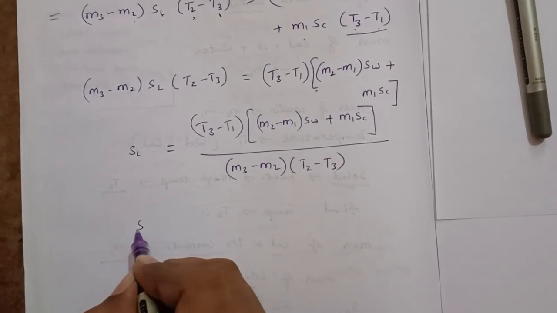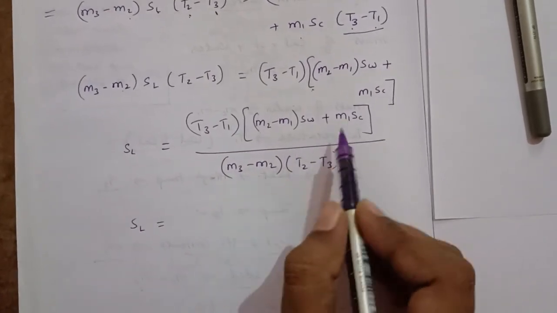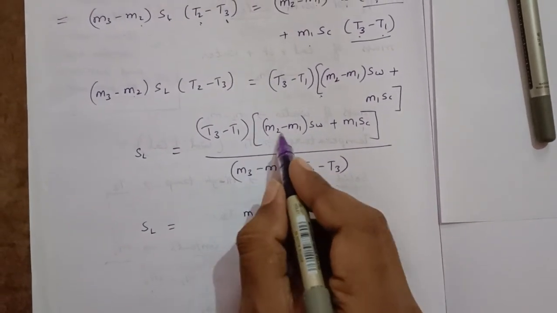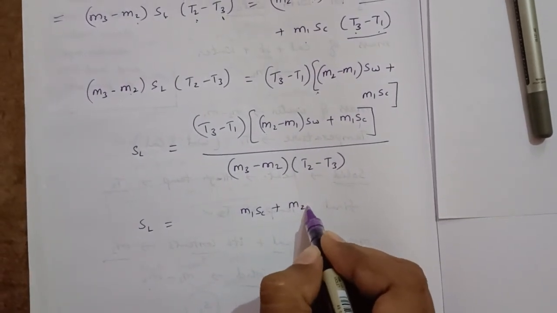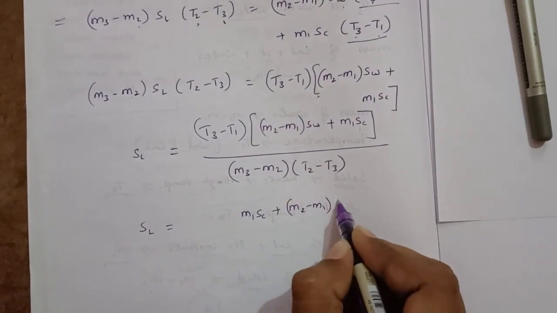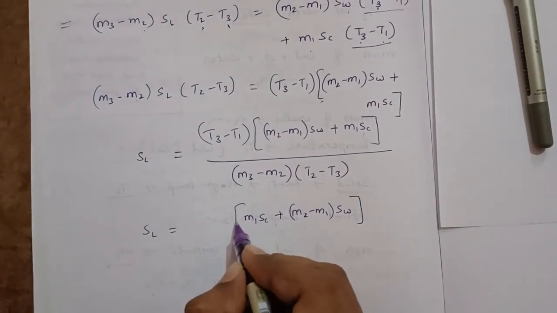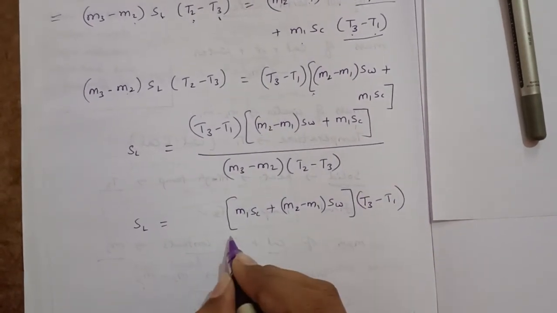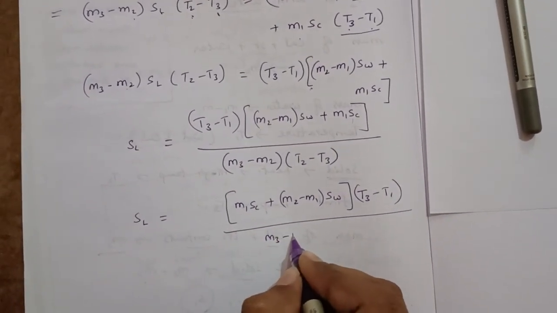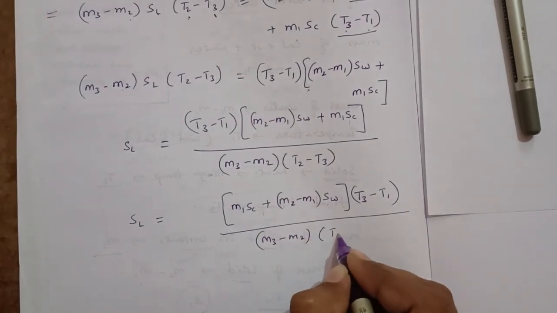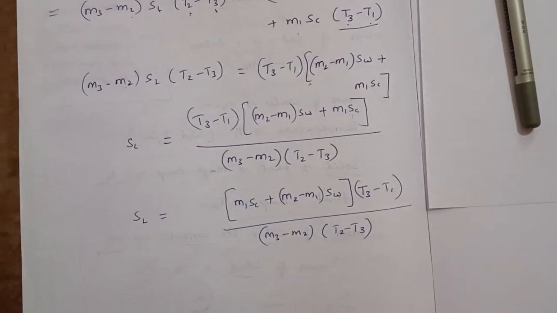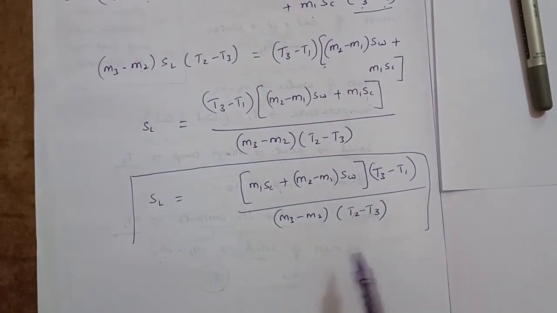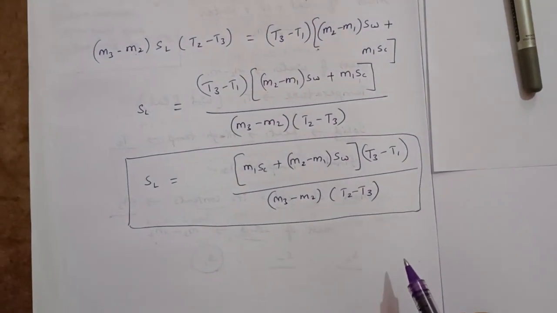In the book they gave SL, specific heat of solid, equal to, first they wrote M1 SC plus M2 minus M1 into SW, for the whole multiplied with temperature T3 minus T1, divided by M3 minus M2, T2 minus T3. This is the required formula, which is very important from the point of view of public exams.